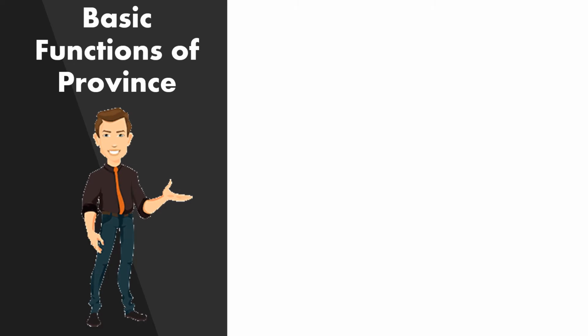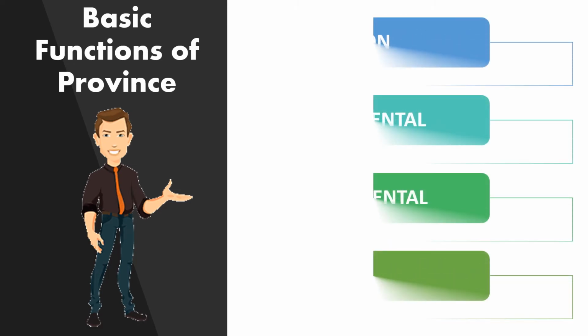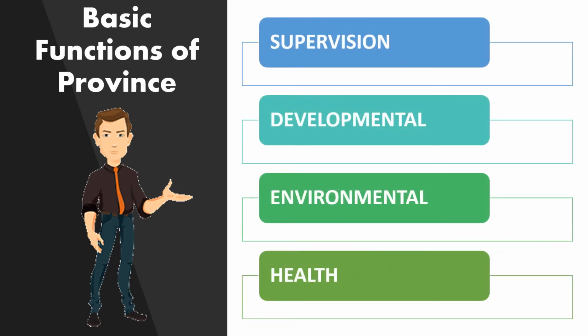Basic functions of the province. The first one is supervision. Every provincial government is tasked with supervising the municipal governments in the planning, budgeting, and service delivery process.